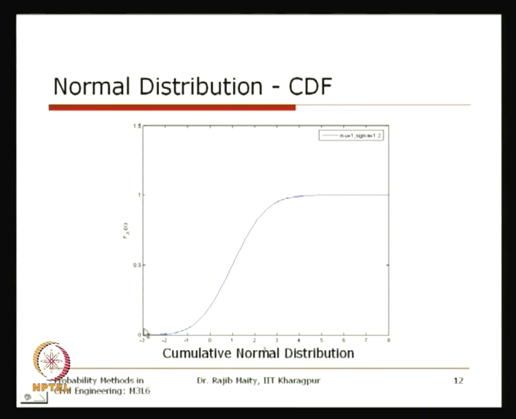And this is for the same PDF with mu equals 1 and sigma equals 2. If we calculate the cumulative distribution function, that is the CDF, then it looks like this. You can see that this line is asymptotic to 1 at plus infinity, and towards the left, it is asymptotic to 0 towards minus infinity.